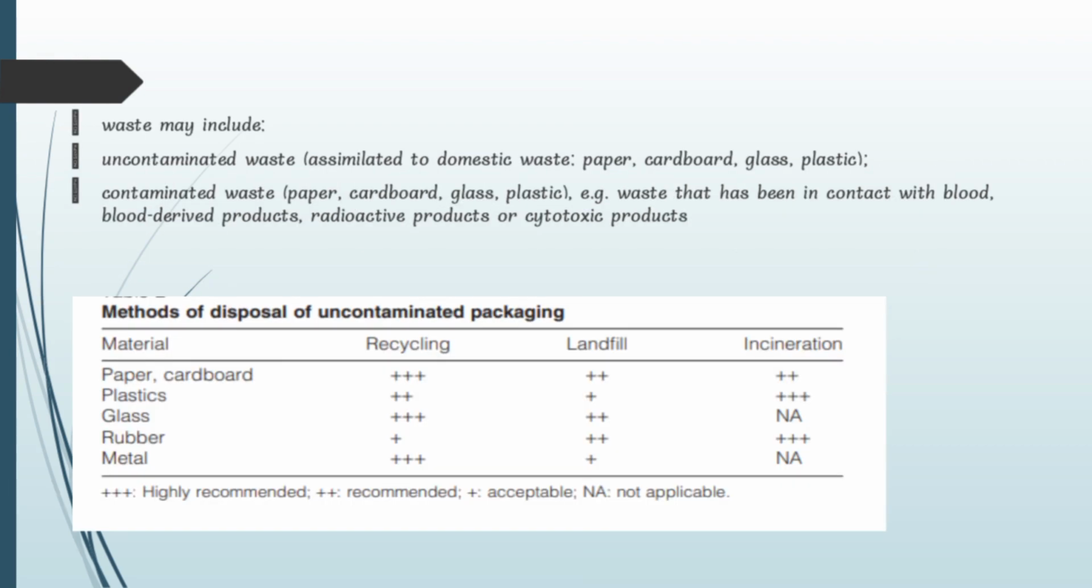Waste may include uncontaminated waste, that is, assimilated to domestic waste like paper, cardboard, glass and plastic. Contaminated waste, for example, is waste that has been in contact with blood derived products, radioactive products and cytotoxic products.